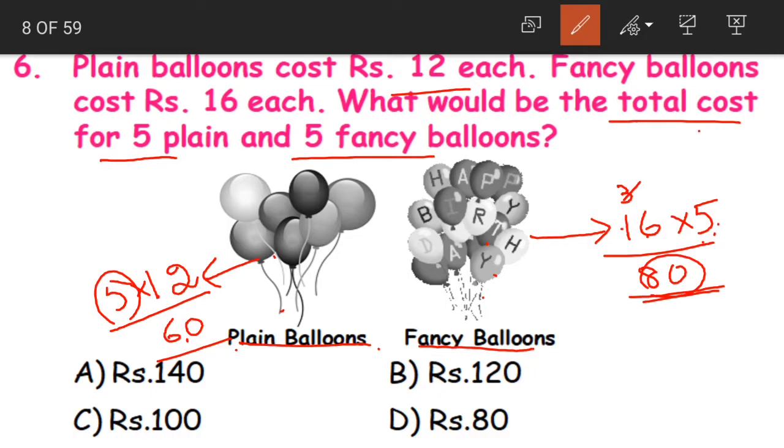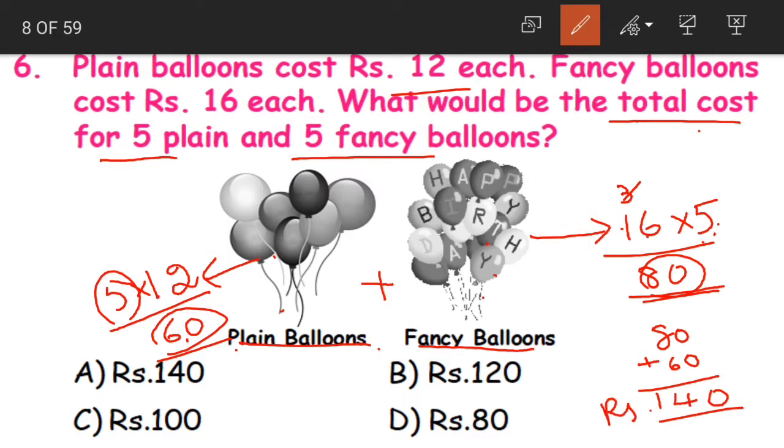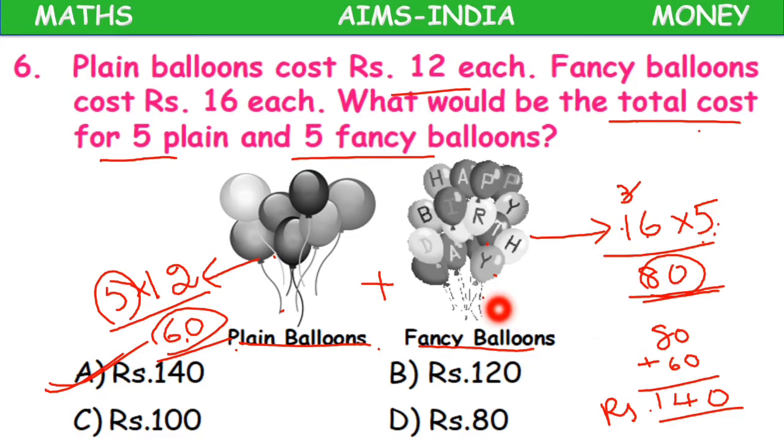The total cost, we have to find out the total cost. That means we have to add these two. 80 plus 60, 0, 8 plus 6, 14. So 140 rupees is our final answer. Option A, 140. Understood children how to solve this problem? First we need to find out the cost of 5 plain balloons and 5 fancy balloons. Then we have to add them together to get the final answer.